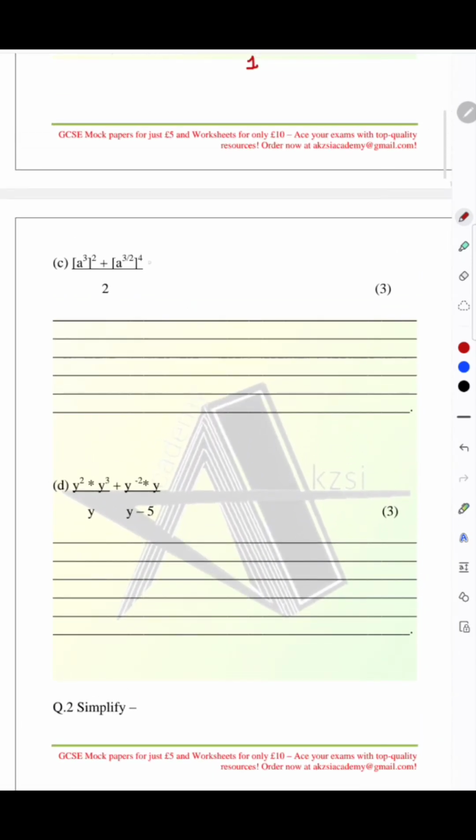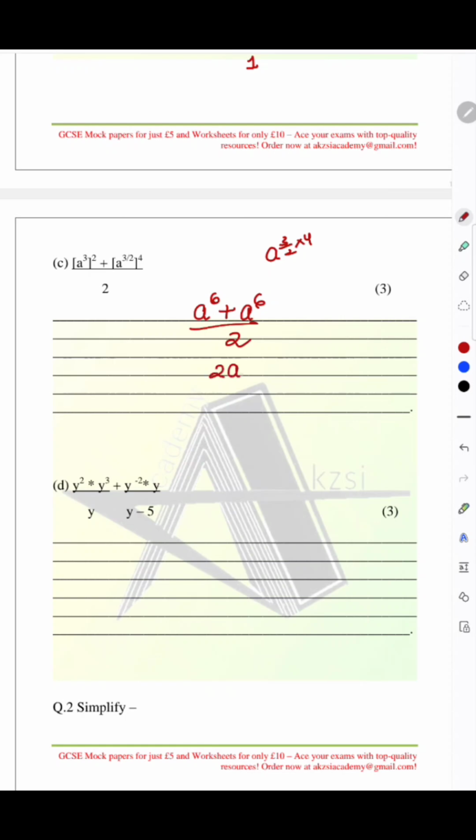This one, a cube whole squared, applying the power rule, multiply the powers. Now, this is a fractional power. Obviously, in the later questions, I'll explain how to solve the fractional power. But here, we just have to apply the same power rule, which is a to the power of m times n, which is a to the power of 6 over 2.